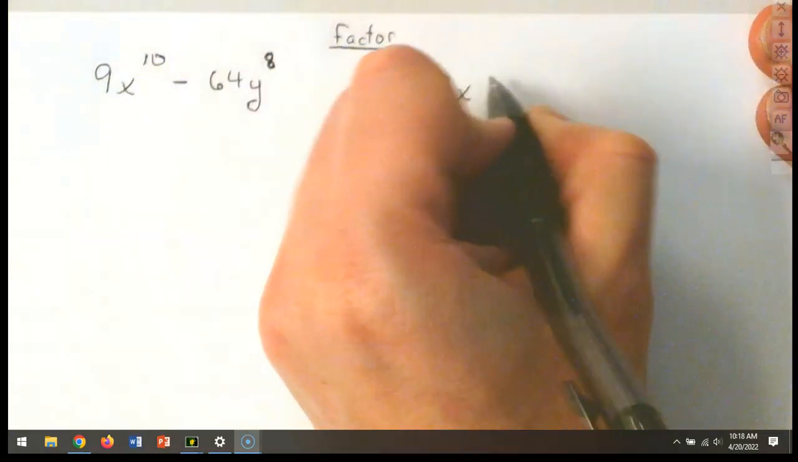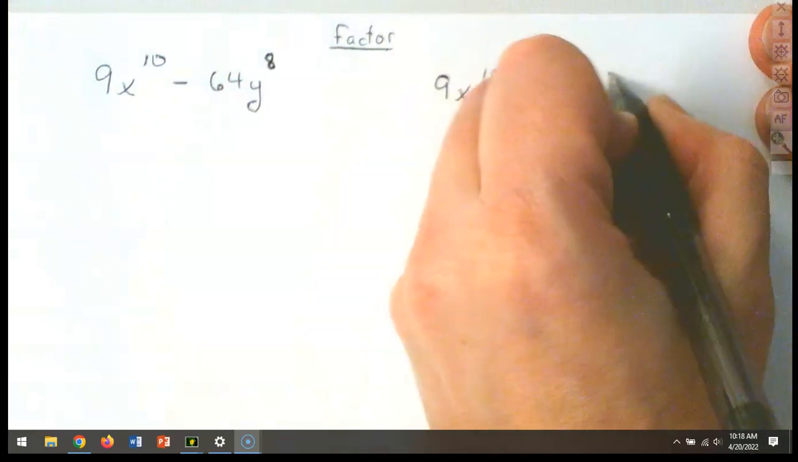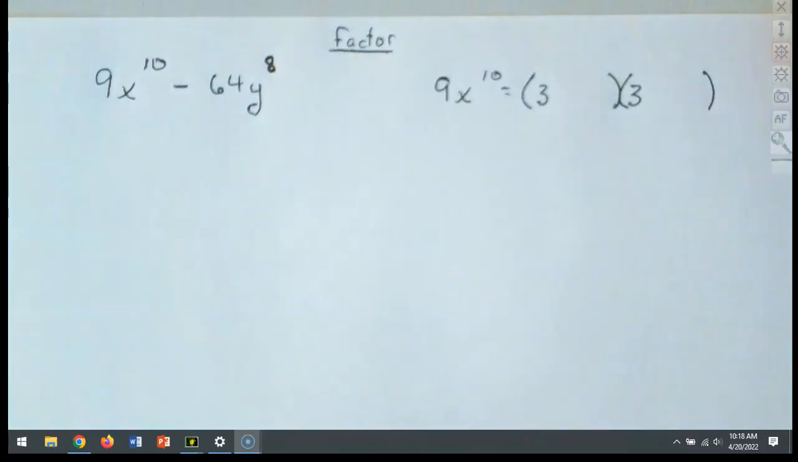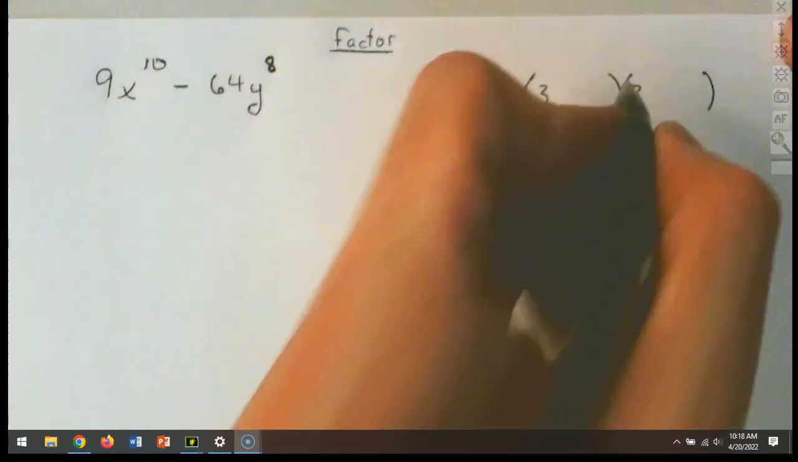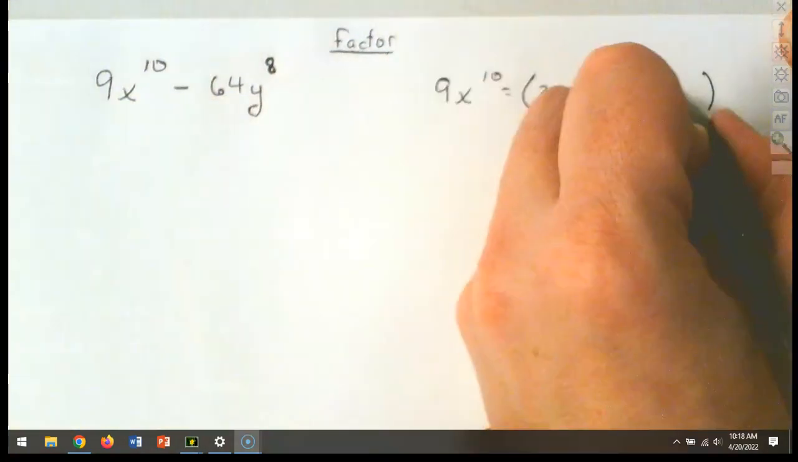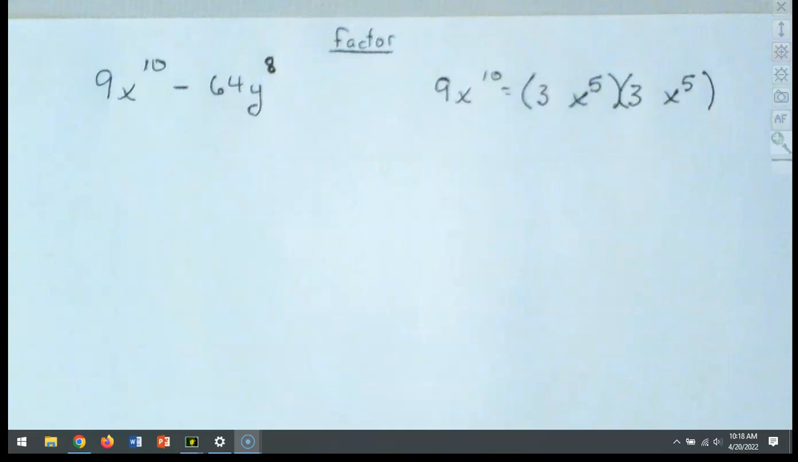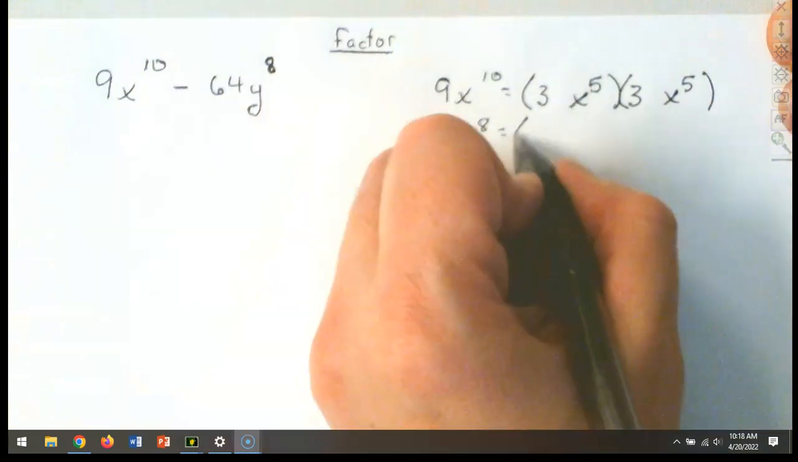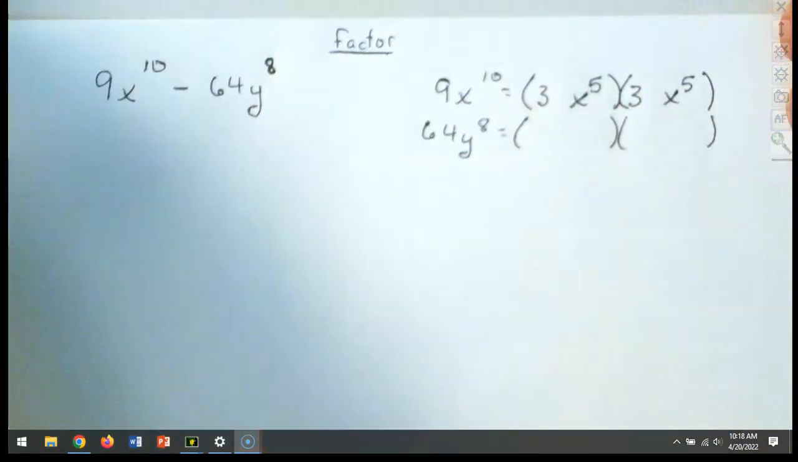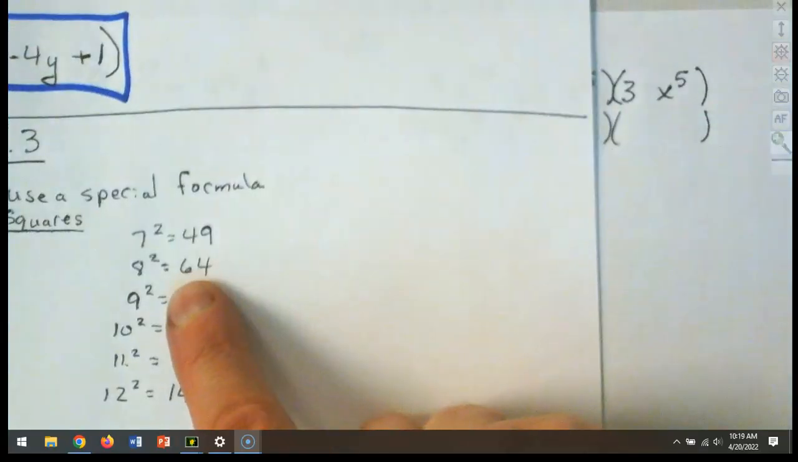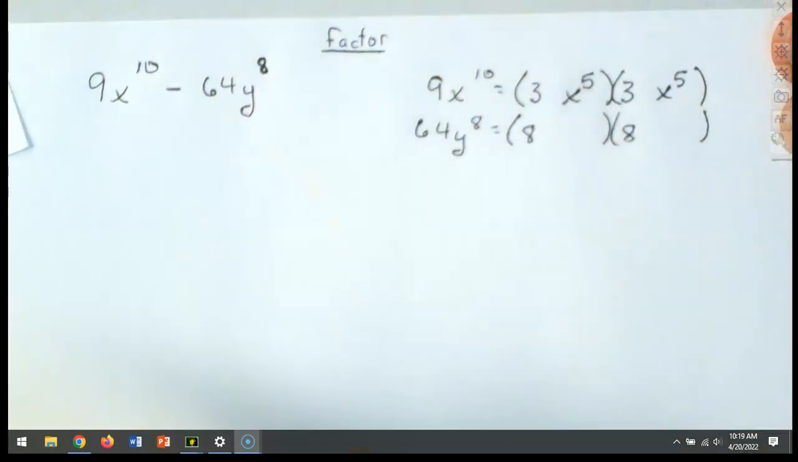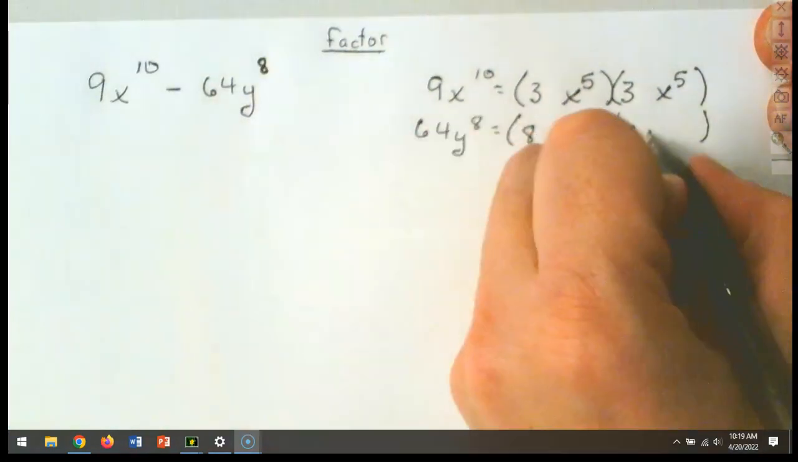We've got a 9x to the 10th. We know that 9 is a perfect square of 3 and 3. And what about x to the 10th? Can we split that in half? Yep, we can make that x to the 5th and x to the 5th, right? And what about our 64, y to the 8th? Well, 64 is a perfect square. If you look back up, what's 64 a perfect square of? 8. So that's 8 and 8. And then what about y to the 8th? I'm going to split it in half. Yep, and that's going to be y to the 4th and y to the 4th.